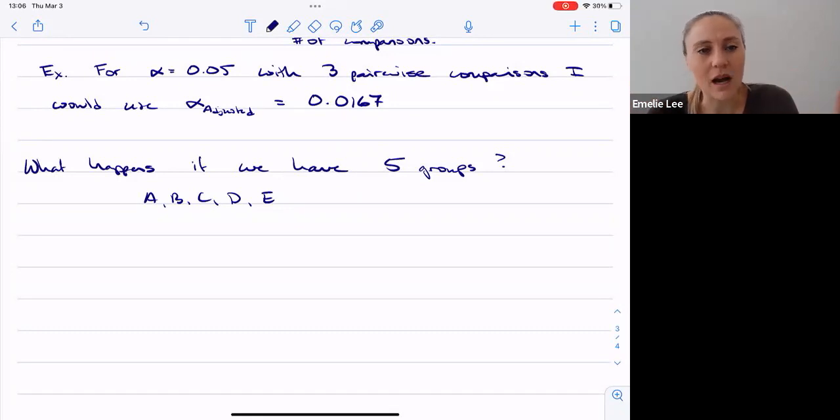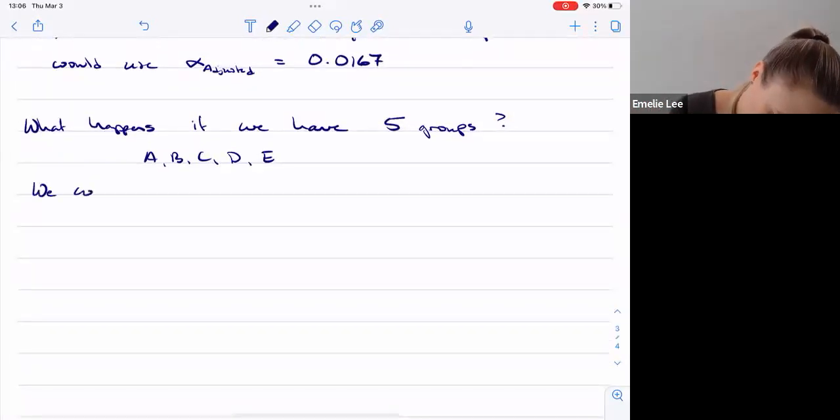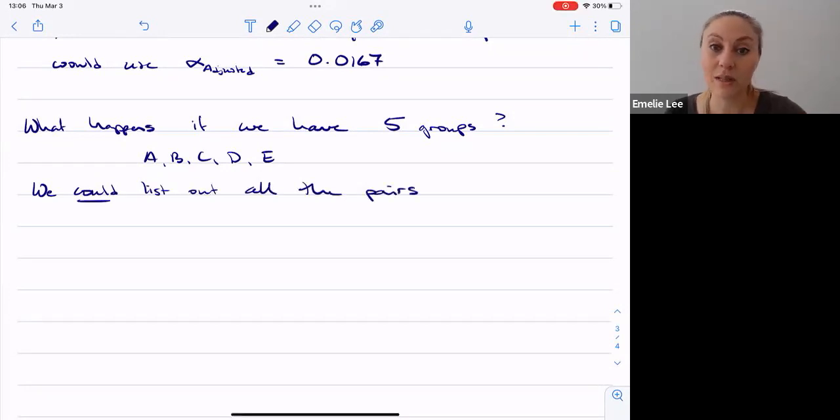So, okay, what can we do? We could list out all the pairwise comparisons, all the pairs. But let's say we have 10 groups or 10 treatments that we want to compare. Then all of a sudden, I really don't want to do that anymore. I don't want to list out all the pairs and then run all those tests. And also my alpha level is going to be really small. So we could list out all the pairs.